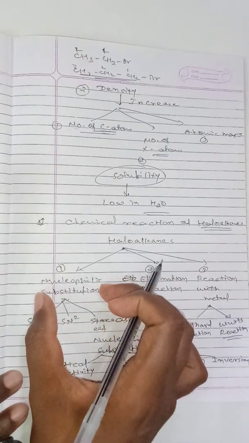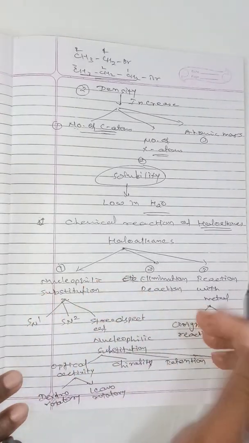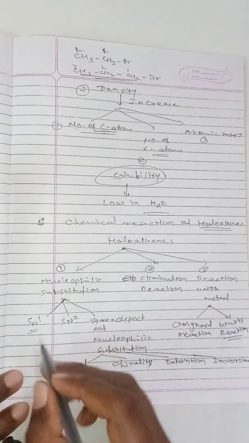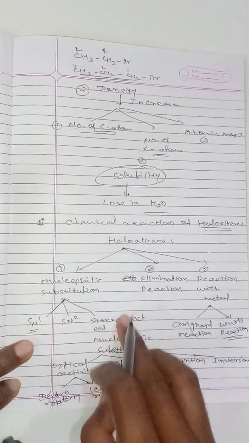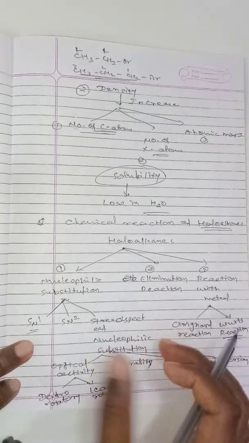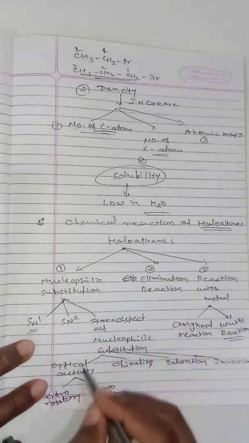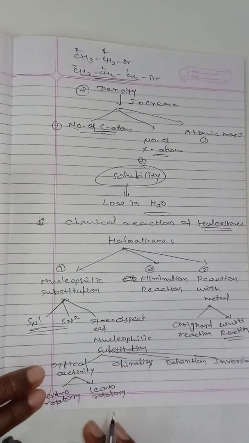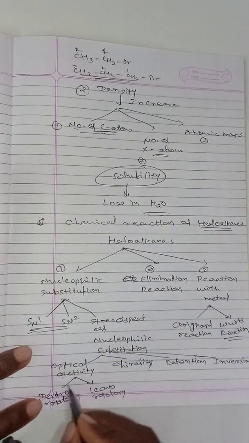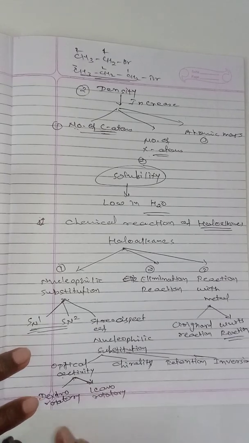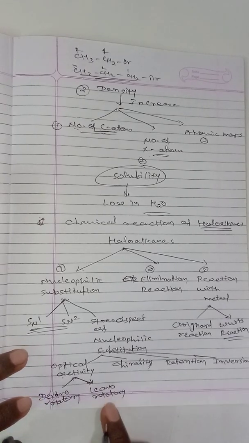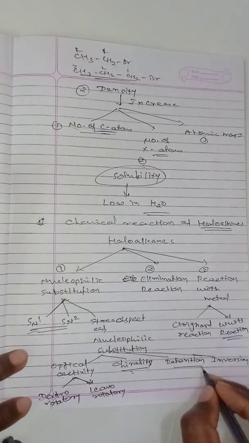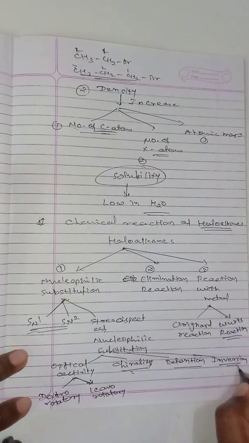Number 1, nucleophilic substitution, again classified into SN1 reaction, SN2 reaction, and stereo aspects of nucleophilic substitution. They are also included in SN1 and SN2 reaction. Optical activity, here we discuss dextro-rotatory and levo-rotatory. Number 2, chirality. 3, retention and inversion.